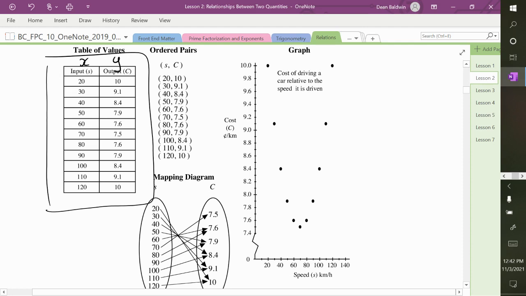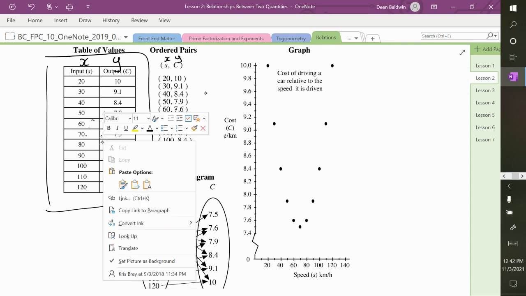You have an input and an output. The other way is through ordered pairs, which you also did yesterday. They list them as S and C. They should just say X and Y. All right. The X value, then the Y value. Just like I had the A up here, it has an X and then a Y. These two things represent the same pieces of information. They're just written slightly differently.